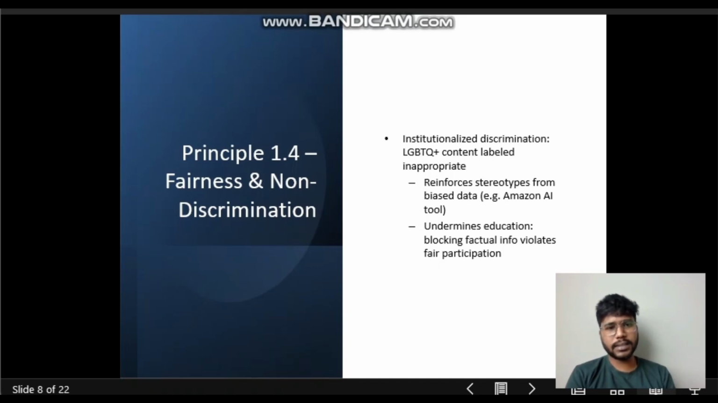The third is undermined education. So what's the impact on education? Overblocking undermines the educational mission of schools and librarians. For example, a teacher trying to share factual climate data might find their resources blocked, leaving students misinformed. These things violated the ACM call to foster the participation of all people. Yeah, so that's all for this.